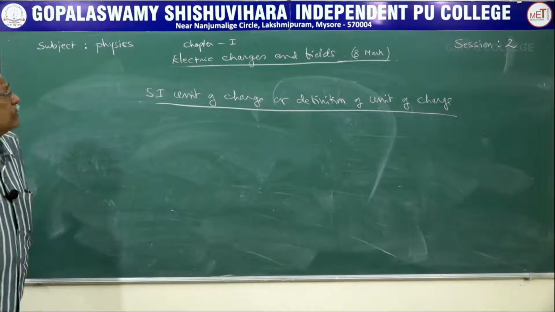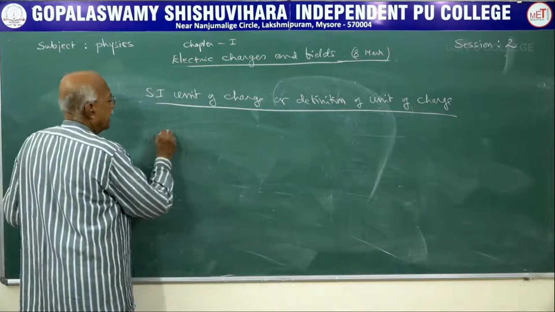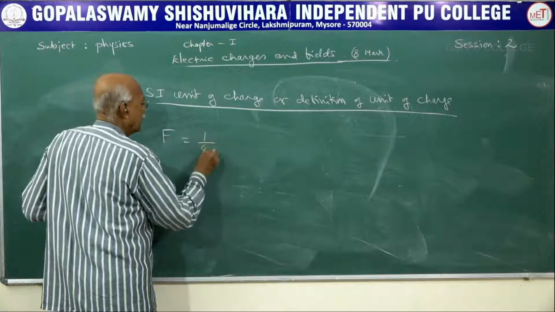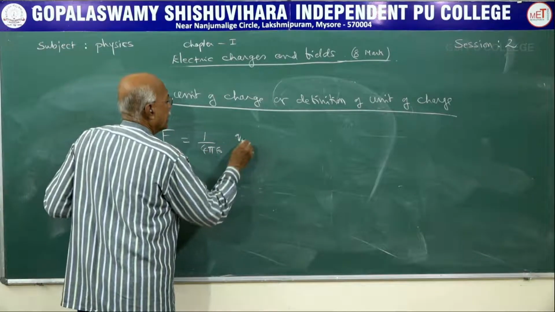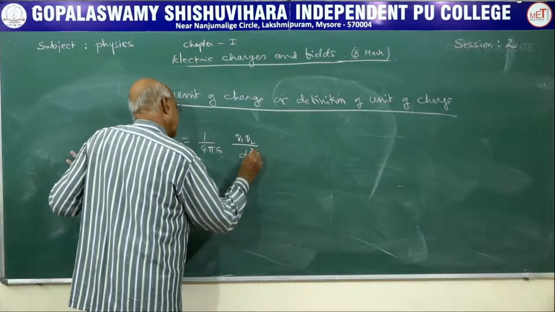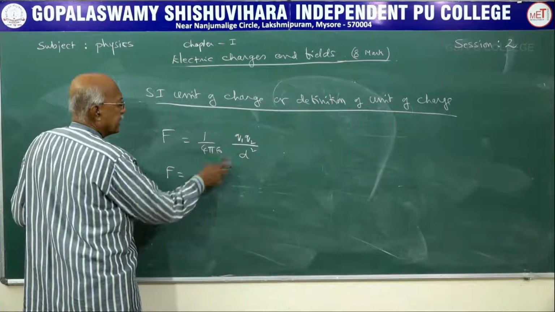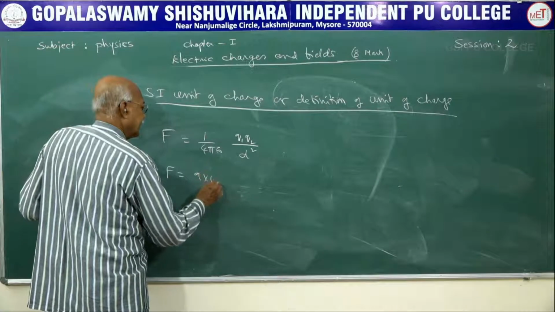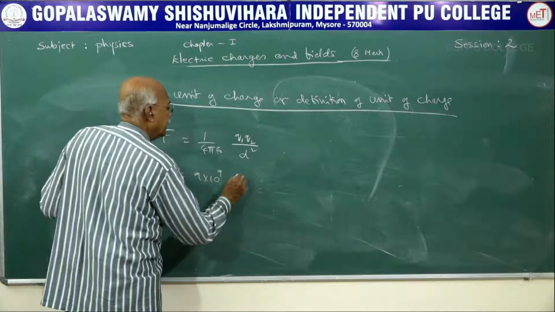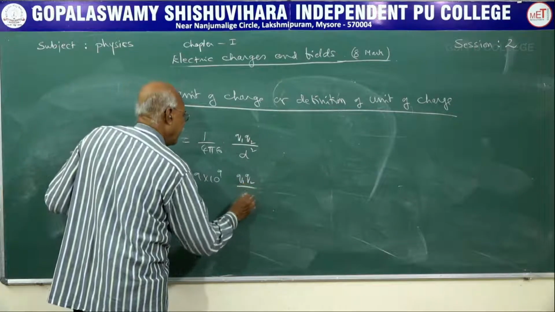Now we have read from Coulomb's law an equation like this: F is equal to 1 over 4 pi epsilon naught Q1 Q2 by d square. This is Coulomb's law, mathematically. This can once again be written as F equal to 9 into 10 to the power of 9 into Q1 Q2 by d square.